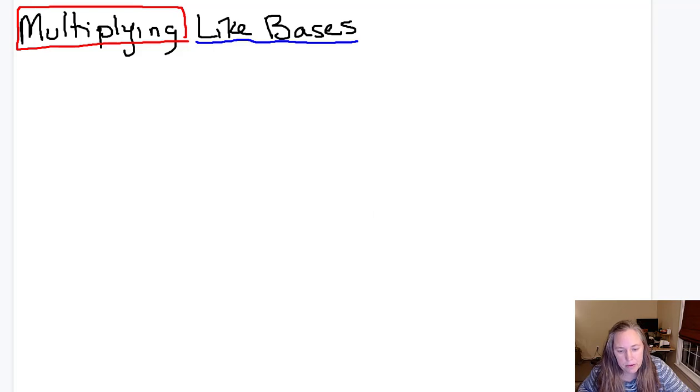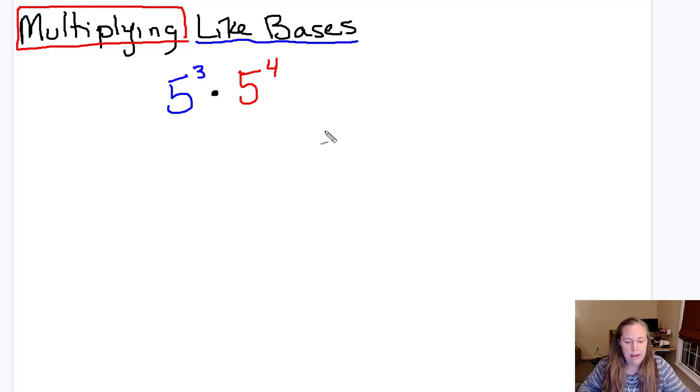So an example of multiplying like bases might be 5 to the third times, and often the times is a dot, because if we use an X, then we're not sure if there's algebra involved or not. 5 to the third times 5 to the 4th. Okay, so 5 to the third, I think you would agree, is 5 times 5 times 5. So there's our 5 to the third.